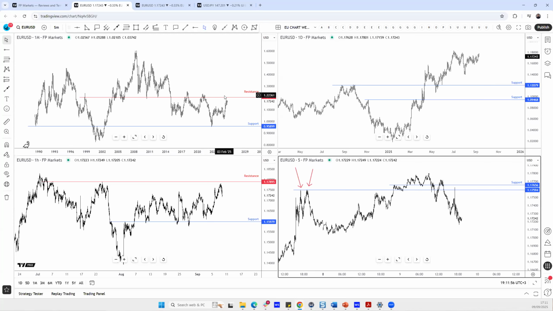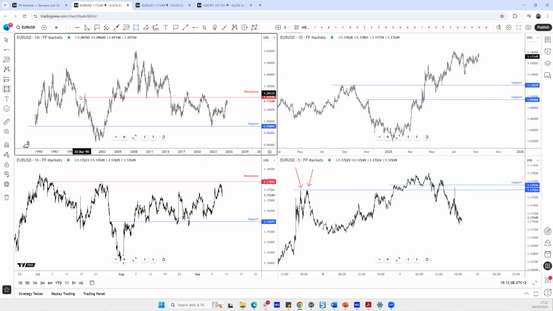Now, once you get more advanced with price action, you'll note that we have a potential AB equals CD approach towards this area, further complementing this resistance here. So this would be a perfect example to show how you can use support and resistance as areas.